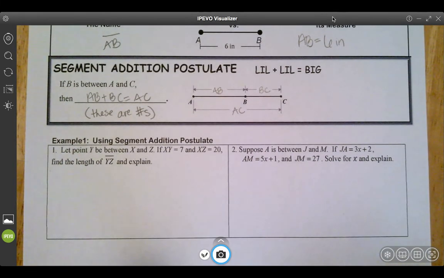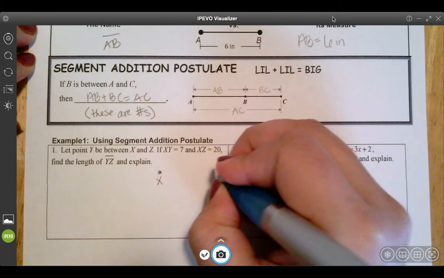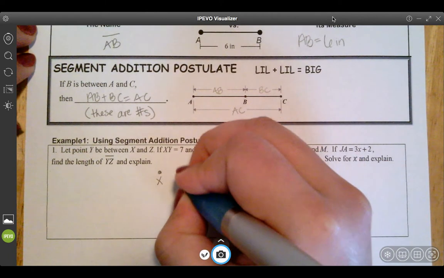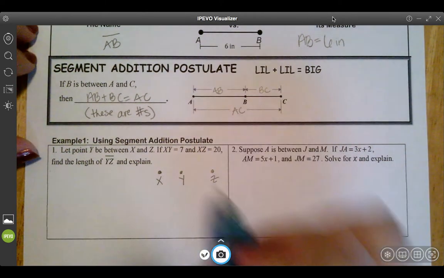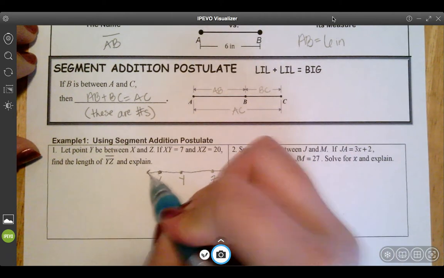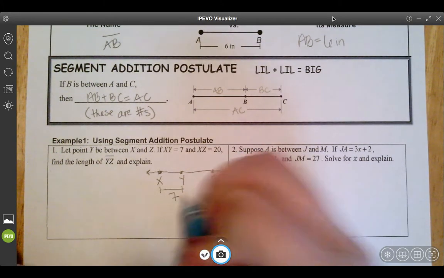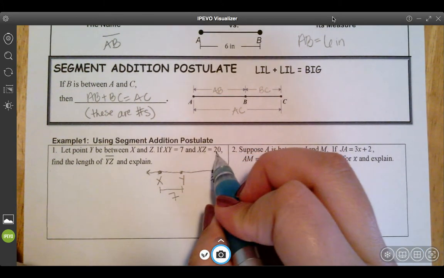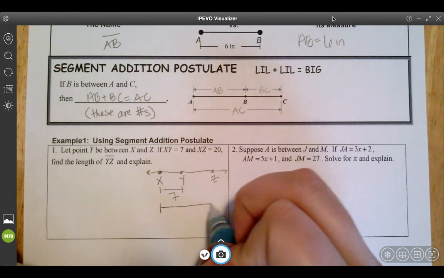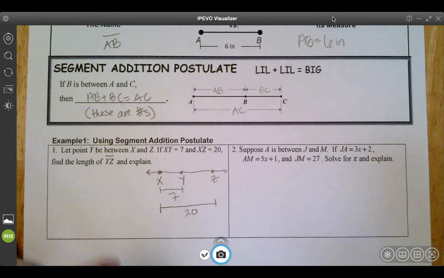Use the segment addition postulate. Let point Y be between X and Z. So first thing I'm going to do is draw a picture. Here's X, here's Z. Y is somewhere between them. They're all on the same line. They are collinear. If XY is 7, and XZ is 20, X all the way over to Z is 20, find the length of YZ and explain.